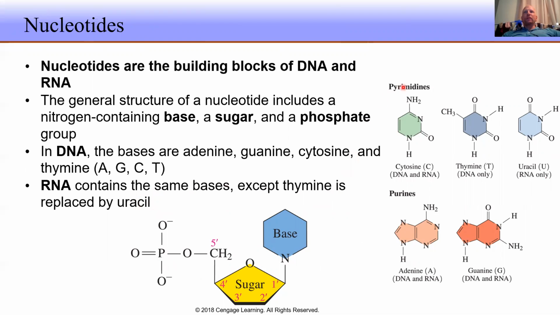And we can also categorize the bases in terms of pyrimidines and purines. You can see that pyrimidines are derived from a single ring structure and purines have a double ring structure. So cytosine, thymine, and uracil are all examples of pyrimidine bases, and adenine and guanine are examples of purine bases.